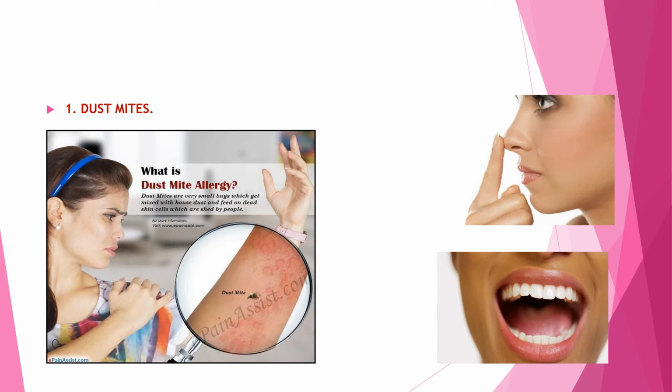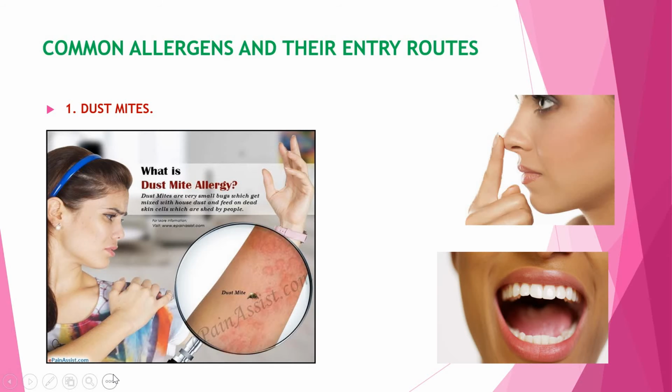Now we will be talking about, just look into the book, it's on page 68, the common allergens and their entry routes. Common allergens means we'll be studying about all those substances which create a hypersensitive immune response in our body. Which substances create those immune responses in our body? We will be studying about that. And also, how do these substances, that is these allergens, enter our body?